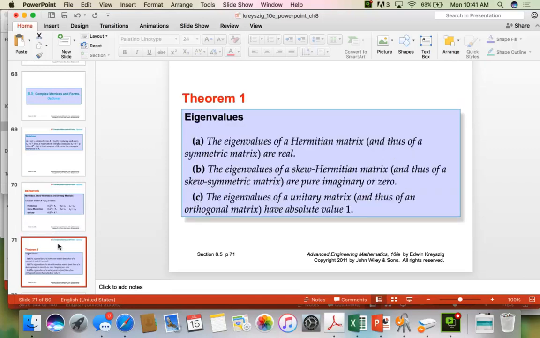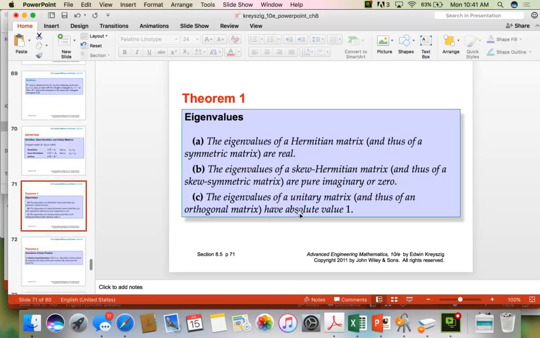So it's interesting to talk about the eigenvalues of a Hermitian matrix and a skew-Hermitian matrix. Basically, the eigenvalues of a Hermitian matrix are real, and same for a symmetric matrix, whereas the eigenvalues of a skew-Hermitian matrix are imaginary or zero. And so that's the same for skew-symmetric, skew-Hermitian. The theorem applies to both. And then finally, the eigenvalues of a unitary matrix, and therefore an orthogonal matrix, will have an absolute value of 1. So once again, remember that it's absolute value or magnitude, not the number 1.